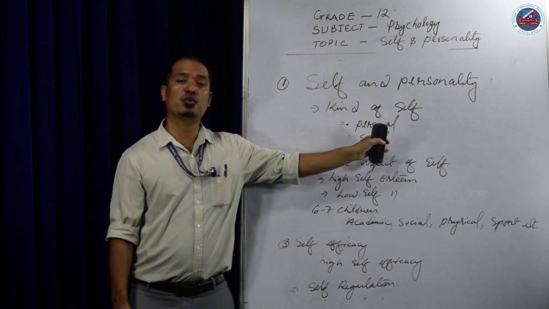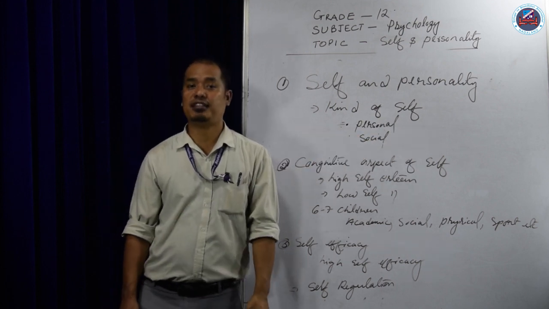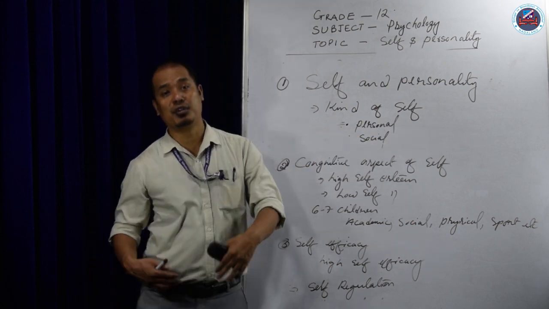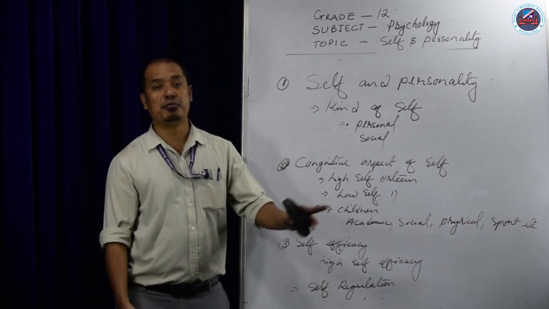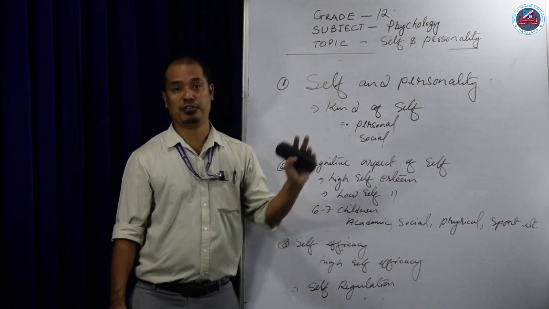The next one is called social self. Social self means at the same time you might say, my name is Hukato and I belong to the Sunni community and I'm from the Christian religion. That represents the social self of that person.